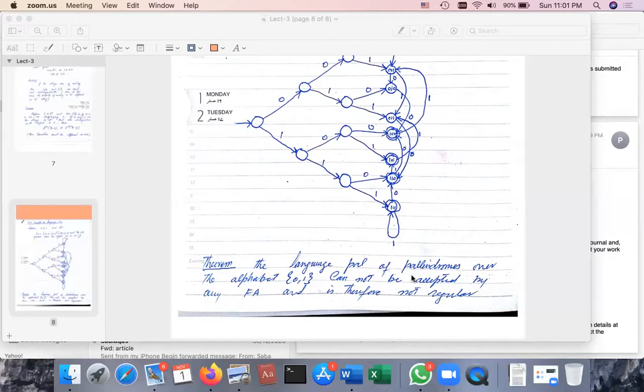So if I say to you to draw an FA for a palindrome, then it is not possible. The language Pal of palindromes over the alphabet 0 1 cannot be accepted by any FA and is therefore not regular. So the language of palindromes is not a regular language. So we cannot draw an FA for a palindrome, because no FA will be able to accept this language. Therefore now we have to shift the category from regular languages to some other languages, and we will see this in the next lecture, inshallah.